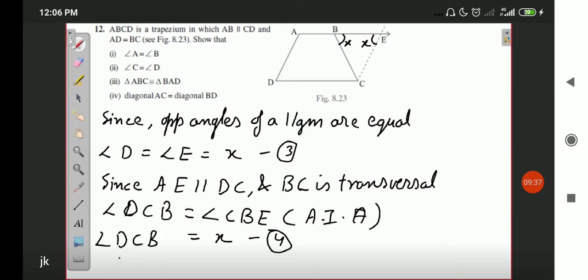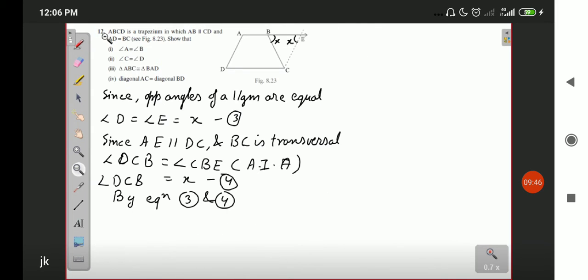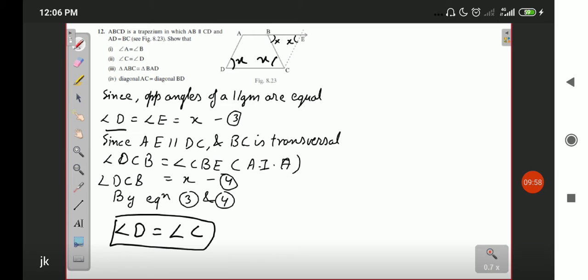Okay, by equations 3 and 4, you can easily get, see, angle D is x, and we have proved that this angle is x, hence both of these angles are also equal. Angle D is equal to angle C. This is the second proof. Okay.